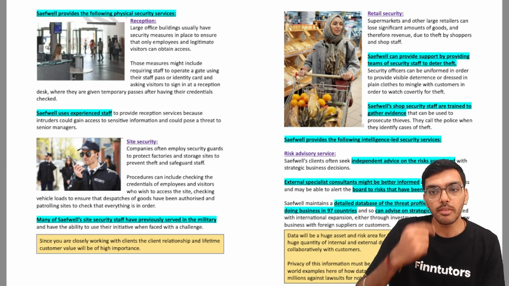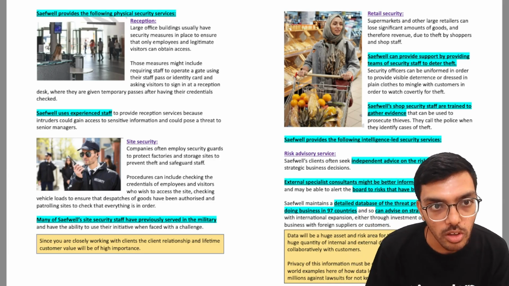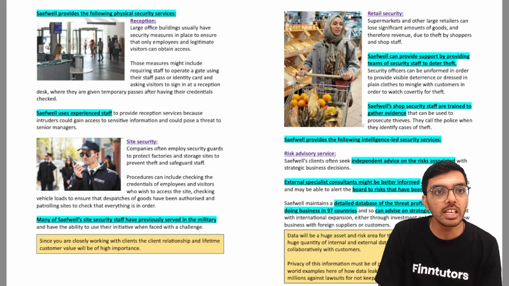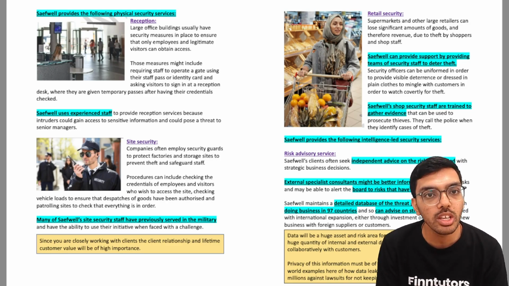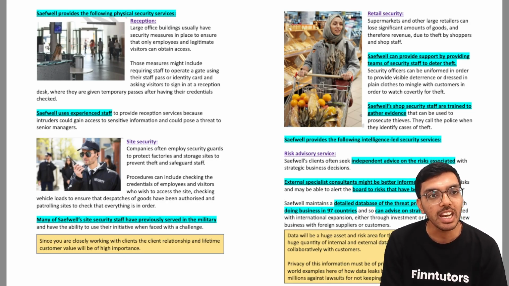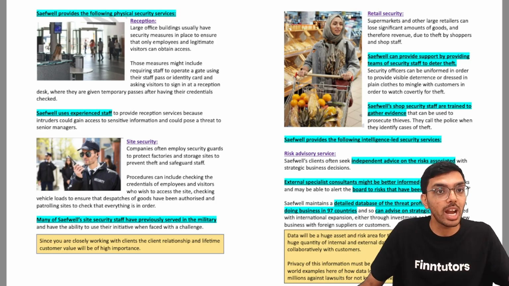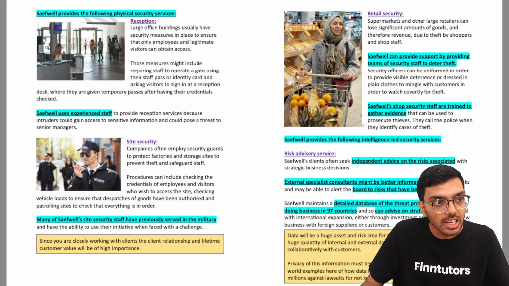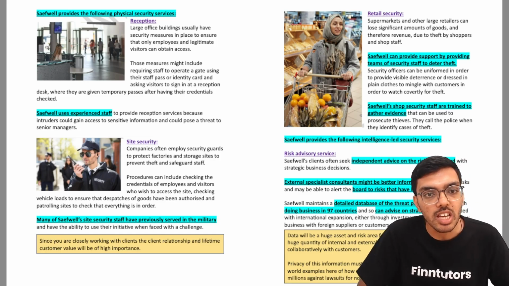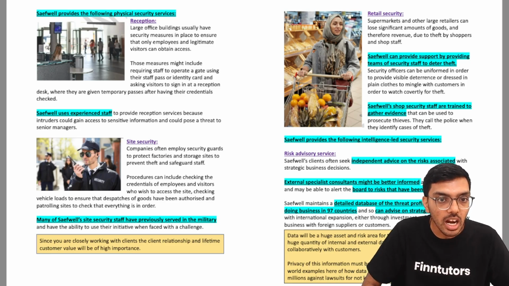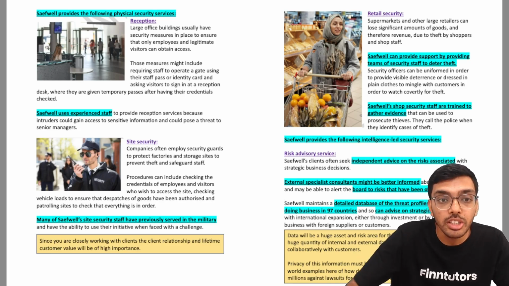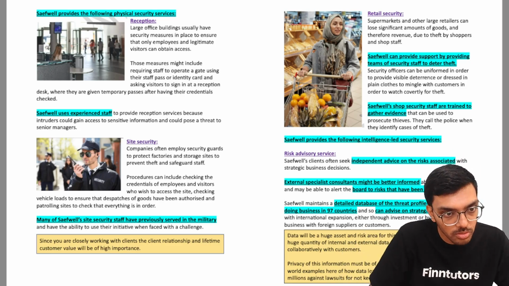So physical security, the first service that we provide is reception services. Large office buildings usually have security measures in place to ensure that only employees and legitimate visitors can obtain access. You just don't want anybody to get access to large office buildings. So there is always a reception. Those measures might include requiring staff to operate a gate using their staff pass or identity card and asking visitors to sign at the reception desk. These are different controls which have been put in place.